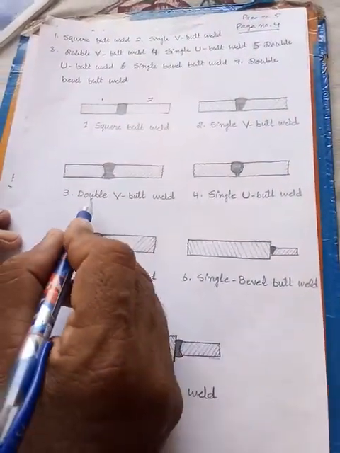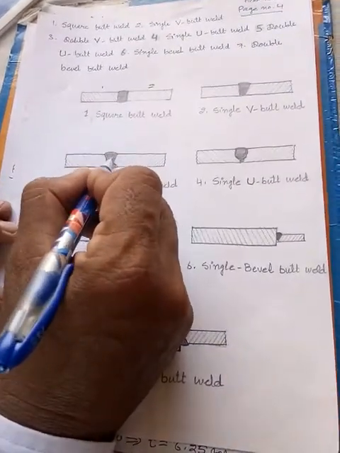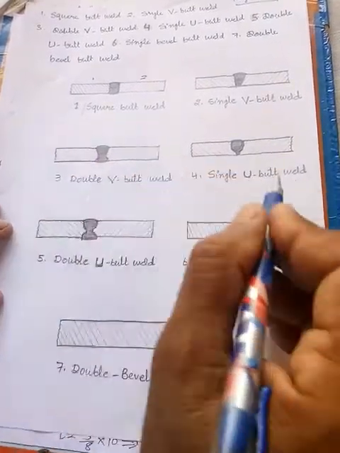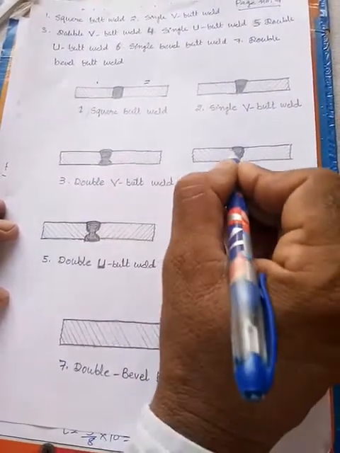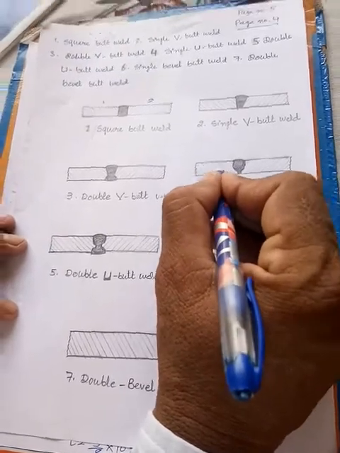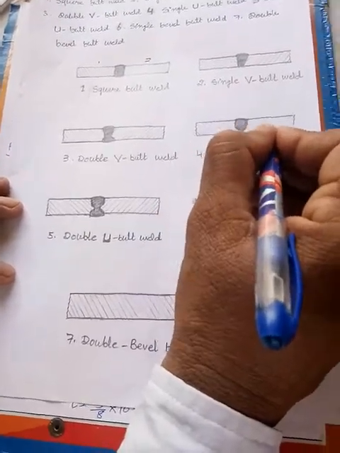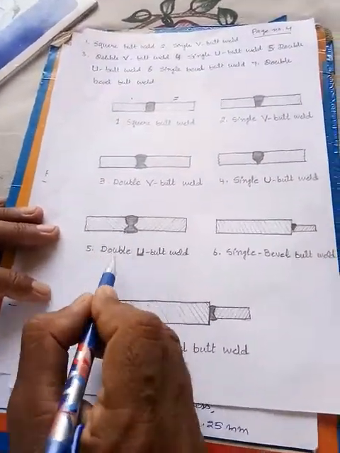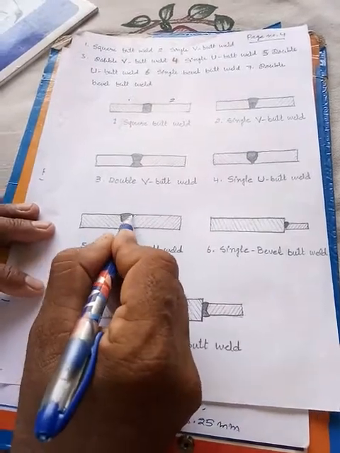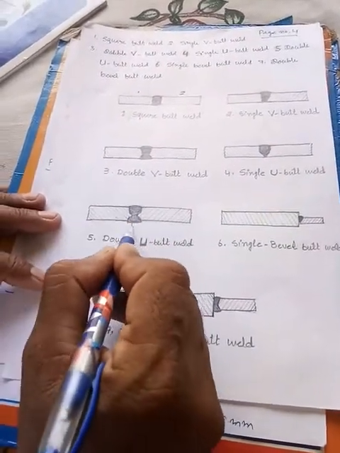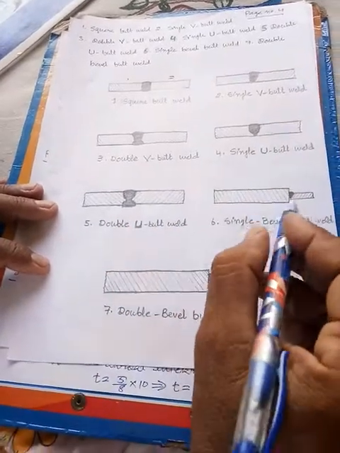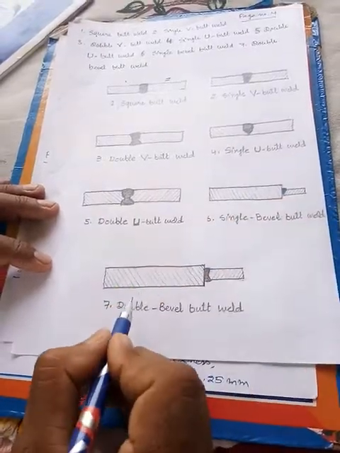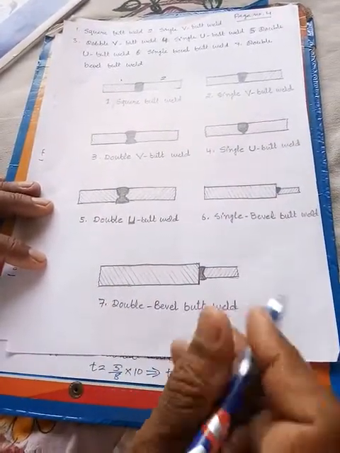So similarly this is double V butt weld. So one V, second V, this is double V butt weld. So two parts are joined by double V butt weld. So this is single U butt weld. So this is the shape of the single U. These two parts are joined by single U butt weld. So then this is double. This figure shows two parts are joined by double U butt weld. So one U, second U. So the shape of the weld is double U butt weld. So next is single bevel. This is single bevel butt weld, and this is double bevel butt weld.